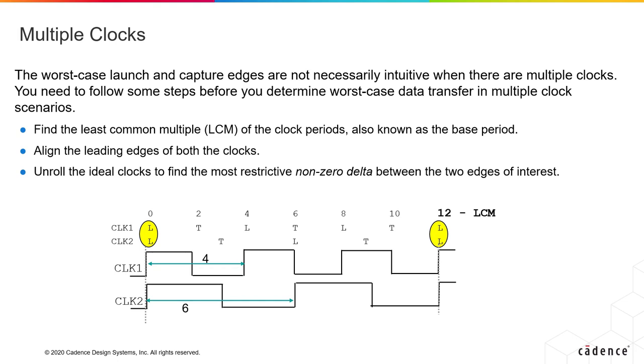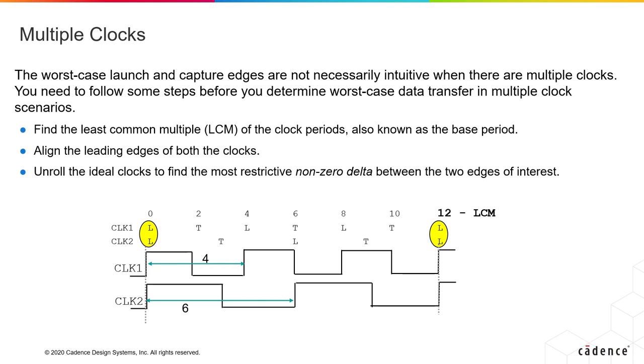The leading edges of both the clocks are aligned. Next, you unroll the clock until the leading edges of both the clocks meet. The LCM would be where the leading edges align again. In this example, as shown in yellow, the leading edges align at 0 and again at 12. The entire waveforms would repeat itself in the same pattern, with the leading edges aligning again and again after every 12 units. It is easier to locate all the different launch and capture edges when aligned as such. Every transfer pattern can be replicated here, because the entire waveforms would repeat itself.